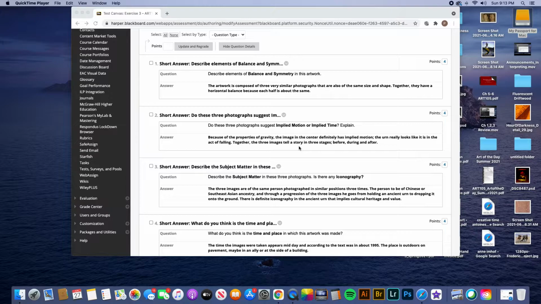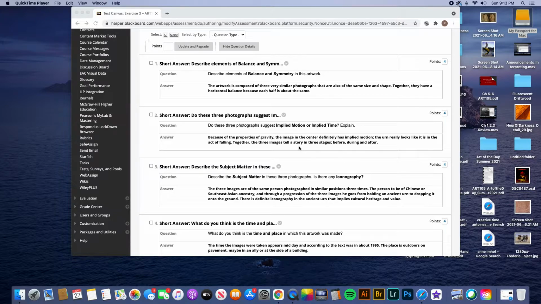Do these 3 photographs suggest implied motion or implied time? Explain. What I wrote is, because of the properties of gravity, the image in the center definitely has implied motion. The urn really looks like it is in the act of falling. Together, the 3 images tell a story in 3 stages: before, during, and after.